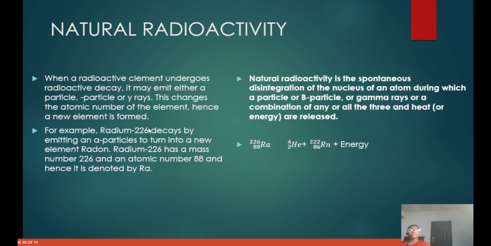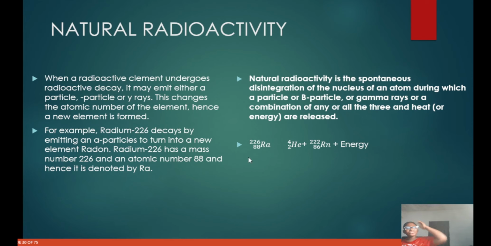So, for example, radium-226 decays by emitting an alpha particle to turn into a new element, radon. Radium-226 has a mass number of 226 and atomic number 88, and hence it is denoted by what? Ra. And look at it now. You know that this is the alpha particle, which is positively charged. So if this is deducted from this, we're going to have 222. If this is deducted from this, we're going to have 86. Addition of these two is going to give us our radium-226 back.